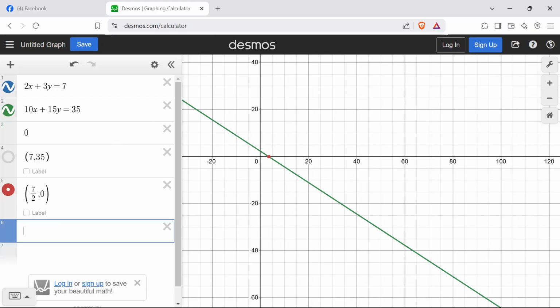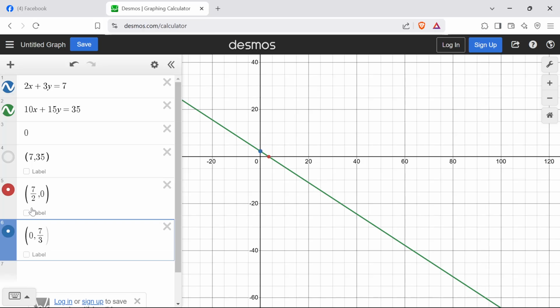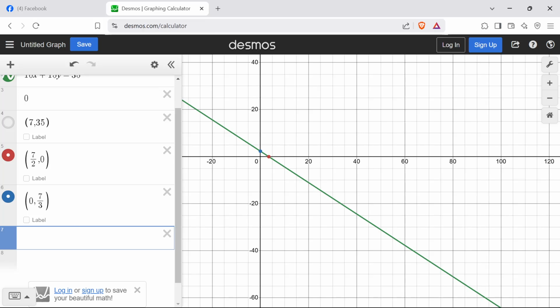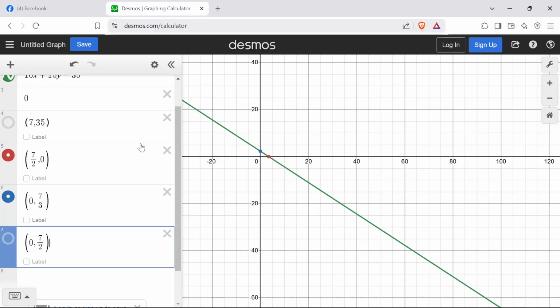0 and then 7/3 for C. And oh, I forgot to check the last one. Well, look, B and C are both on the line, so I'm going to have to choose a different number to eliminate one of those. And then 0, 7 halves. That one is not on the line. So that one's gone. Now I just need a number, and I have to look at B and C.